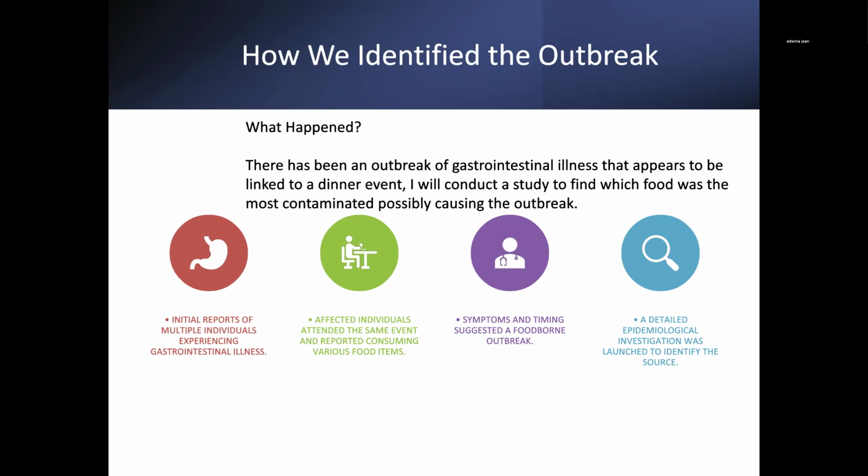One, initial reports of multiple individuals experiencing gastrointestinal illnesses. Two, affected individuals attended the same event and reported consuming various food items. Three, symptoms and timing suggested a foodborne outbreak. And lastly, four, a detailed epidemiological investigation was launched to identify the source.